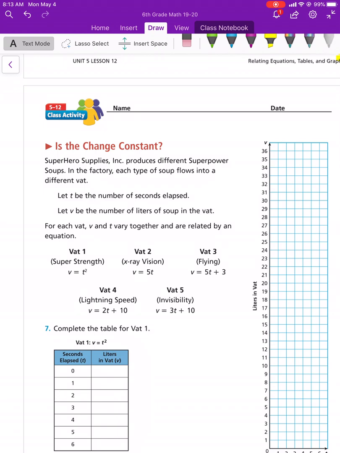So, let's talk about, is the change constant? Superhero Supplies Inc. produces different superpower soups. In the factory, each type of soup flows into a different vat, or a vat is like a container.